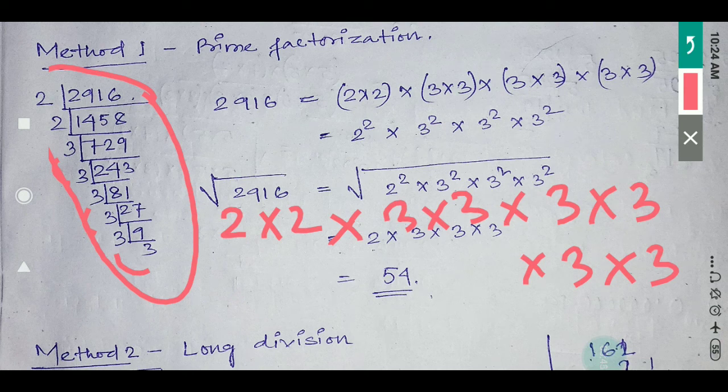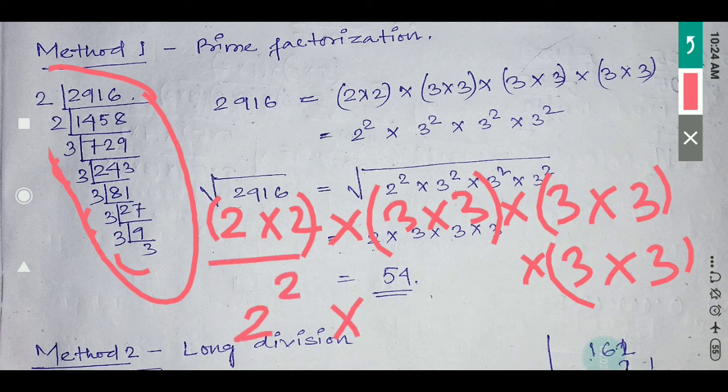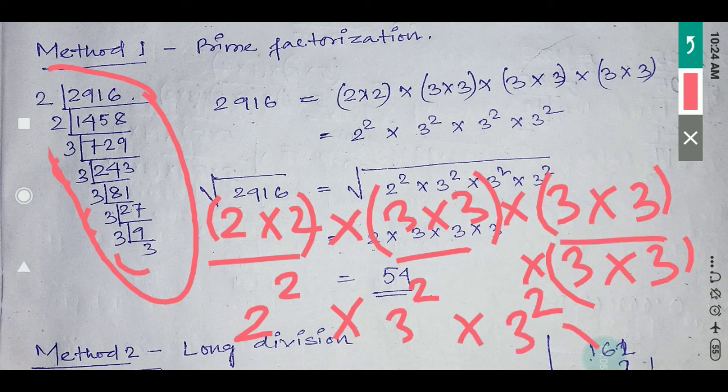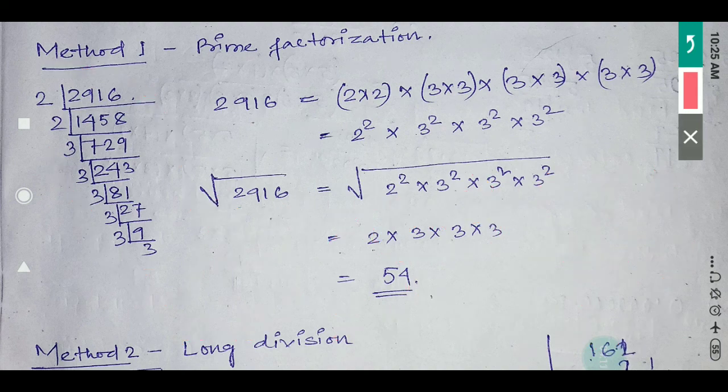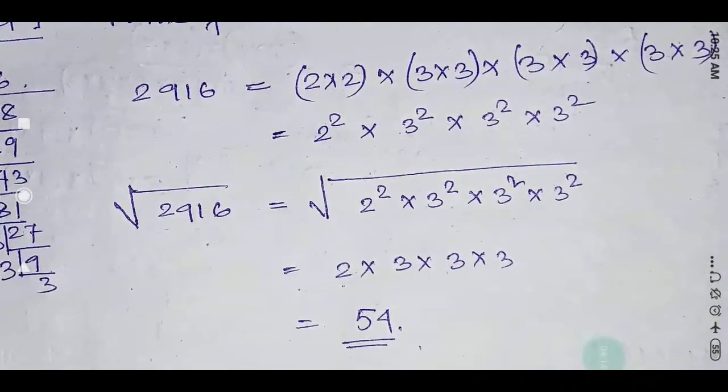In the previous video we have done that pairing. So for these two I have given one pair, for this one pair, this one pair, this one pair. That means it is a perfect square number. 2916 is a perfect square because pairs are there. So I can write this as 2 square, 3 square, 3 square, 3 square. See, I have written the factors of 2916.